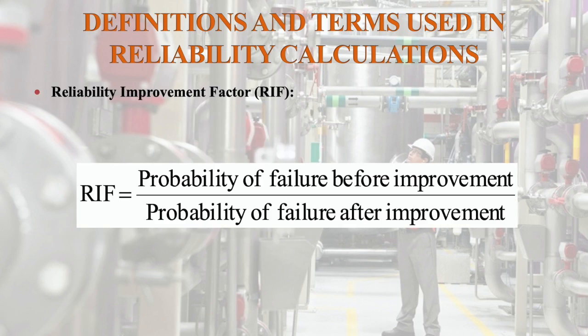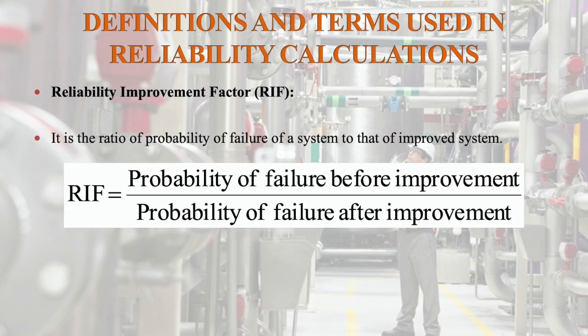So reliability improvement factor, we have to find out the reliability improvement factor. It is the ratio of probability of failure of a system to that of the improved system, that is RIF, the reliability improvement factor, is equal to probability of failure before improvement divided by probability of failure after improvement.